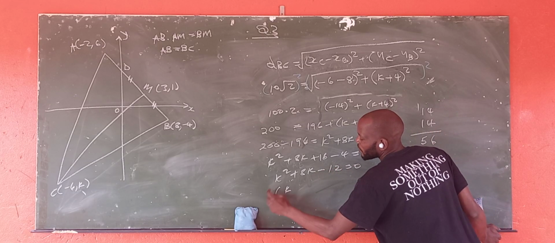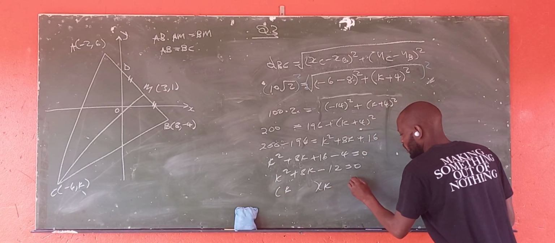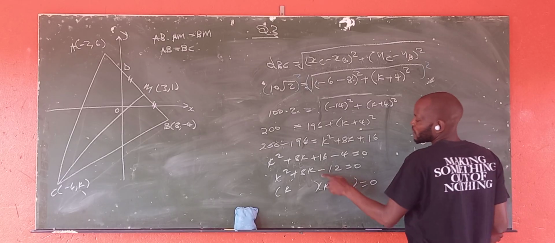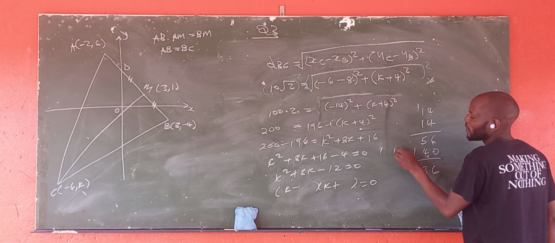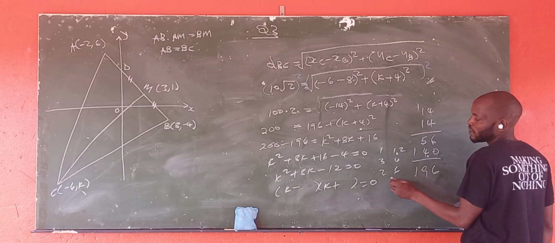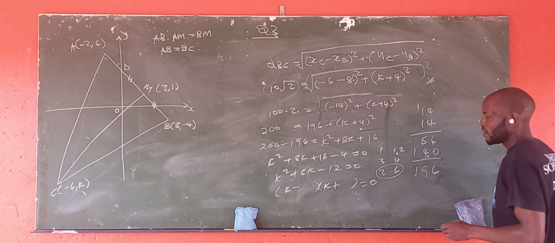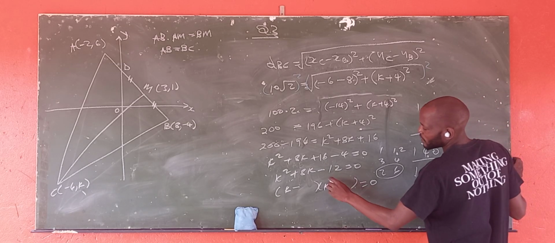When we factorize, a is 1, so the factors for the first term would be k and k, equal to 0. The last term is negative, so our signs would be different. The factors of 12 are 1 and 12, 3 and 4, 2 and 6. Yes, there's a mistake here.